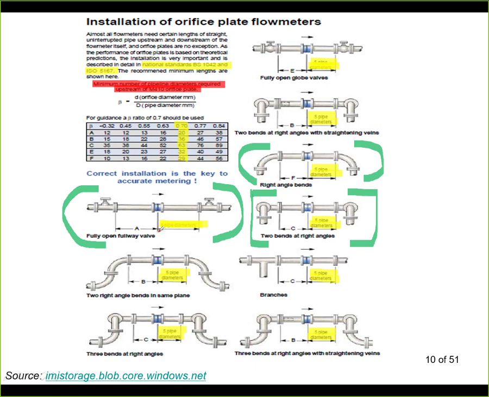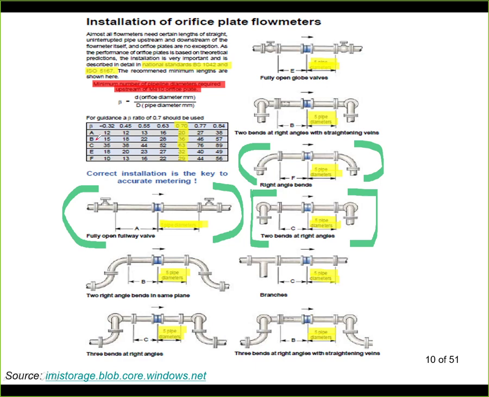After the orifice plate, it's typically 5 pipe diameters. So here it's not as long, but the length before the orifice plate is typically very large. And now note that this gets even bigger and bigger.